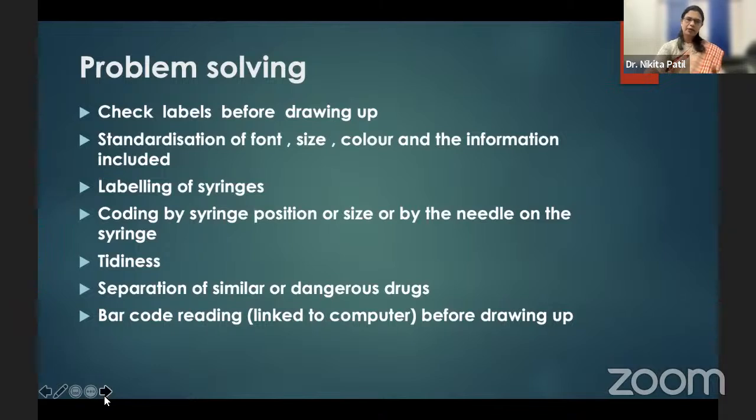This technique is coming up, though costly, but it is going to be helpful in the long run. Barcode reading: on every ampule there will be a barcode, which is linked to the computer, read before drawing up.